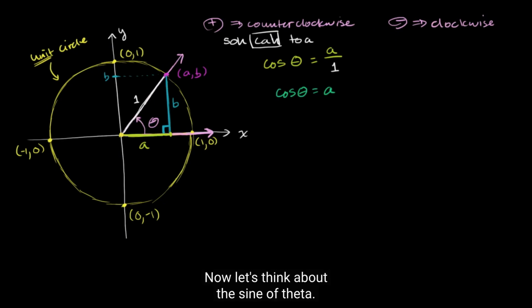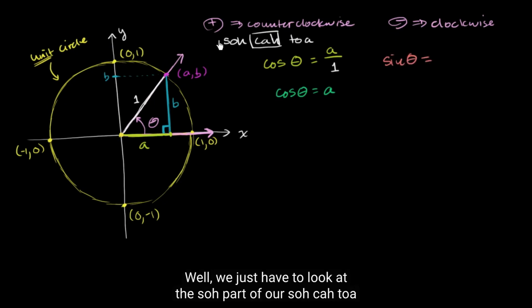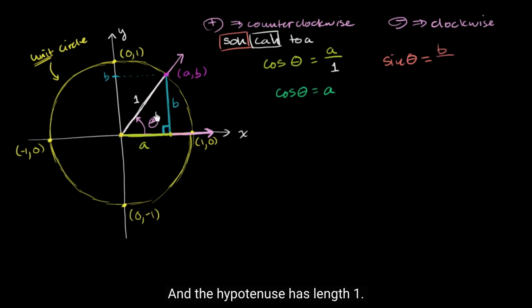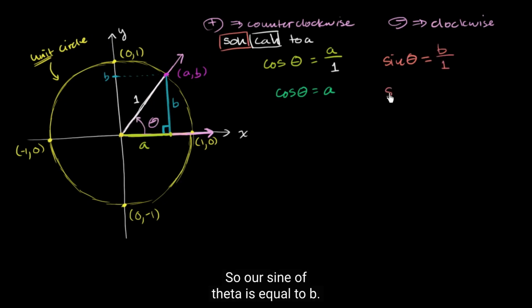Now let's think about the sine of theta. I'll do it in orange. So what's the sine of theta going to be? Well, we just have to look at the SOH part of our SOHCAHTOA definition. It tells us that sine is opposite over hypotenuse. Well, the opposite side here has length b, and the hypotenuse has length 1. So our sine of theta is equal to b.